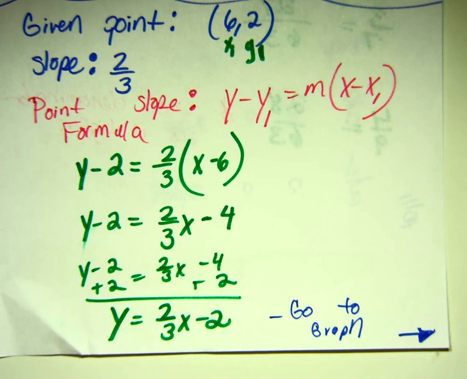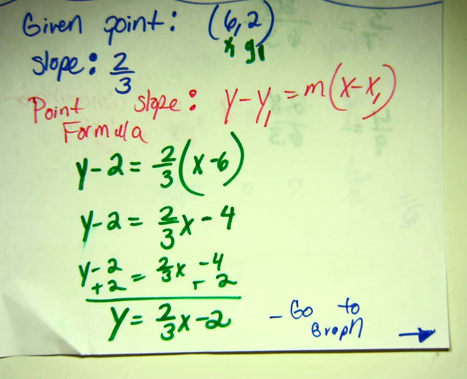Once you substitute them in, use the distributive property. So now we have 2x minus, well, 2 times 6 is 12, and 12 divided by 3 gave us this 4 right here. That's where the 4 came from. So again, 2 times 6 is 12, and 12 divided by 3 is 4. To put it in slope-intercept form, add 2 to both sides. So now we have our line as y = 2/3 x minus 2.